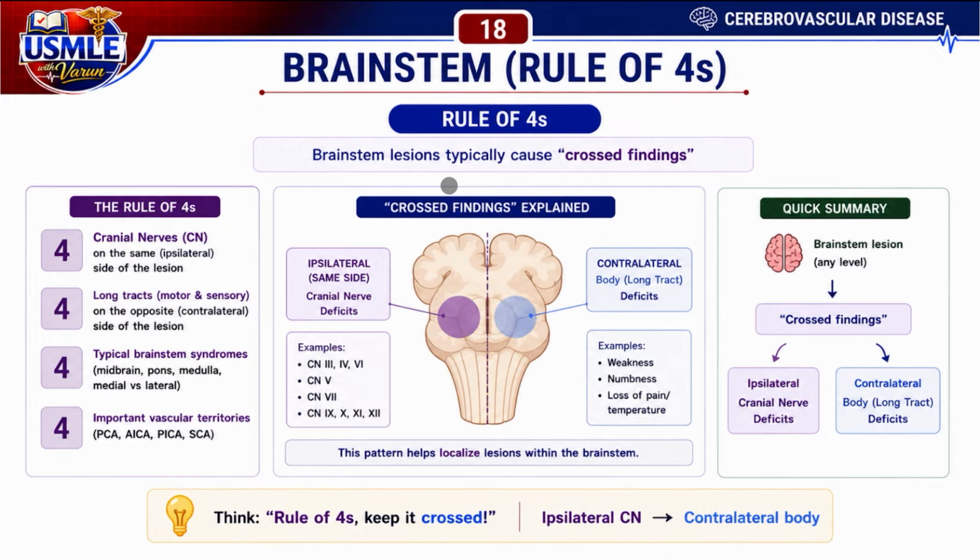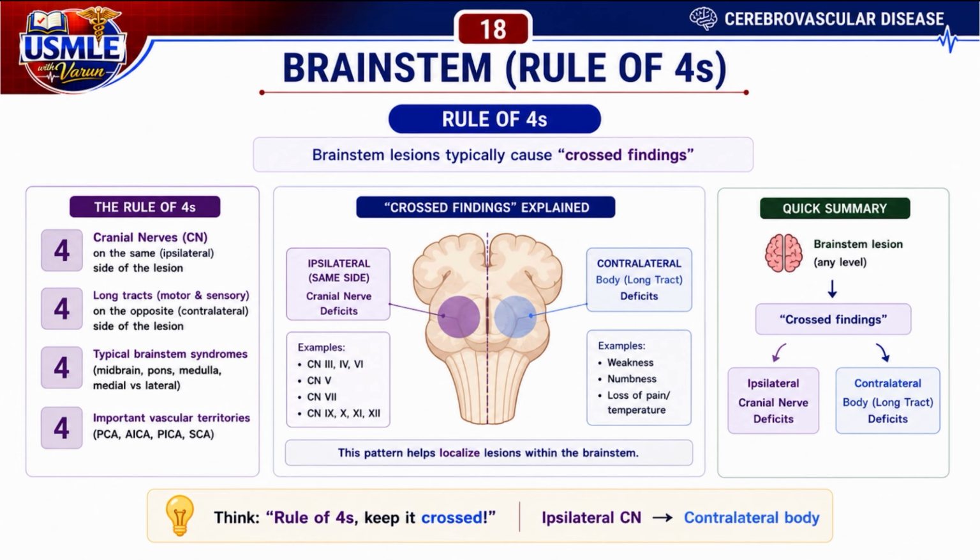So four cranial nerves on the same side of the lesion. So these includes cranial nerve, and there are four long tracts, motor and sensory, four typical brainstem syndromes, and four important vascular territories that we need to learn about: PCA territory, AICA territory, PICA territory, and SCA territory. PCA stands for posterior cerebral, anterior inferior cerebellar, posterior inferior cerebellar, and superior cerebellar artery.